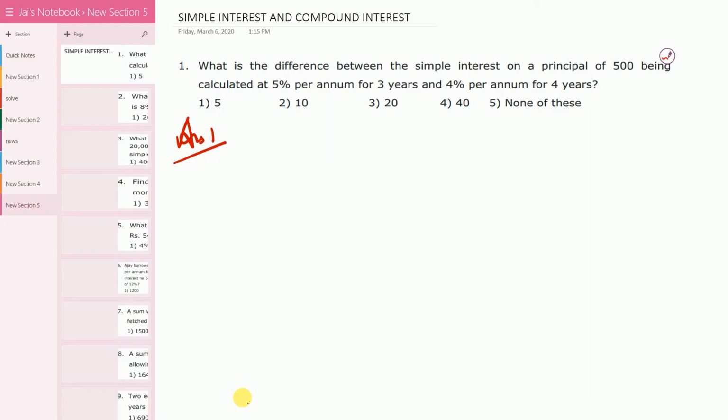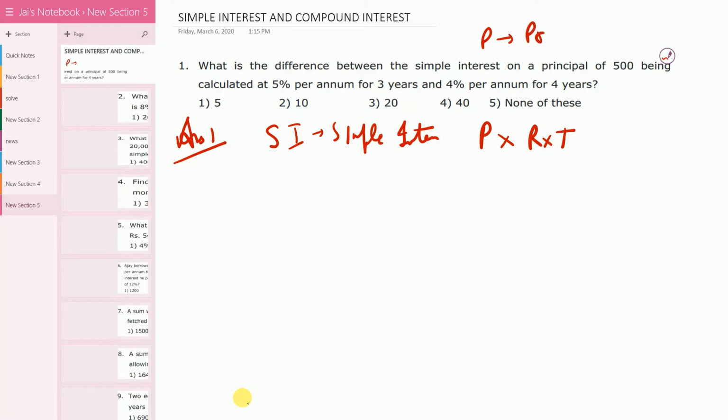I want you to understand basically two or three terminologies that will be useful for solving all types of these questions. So SI stands for simple interest, and the formula for simple interest is P into R into T, where P stands for principal, R stands for rate of interest, and T stands for time.